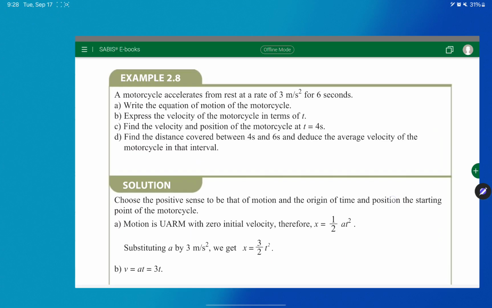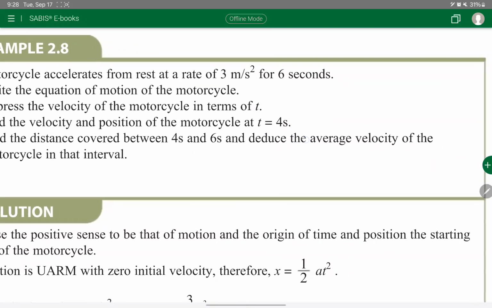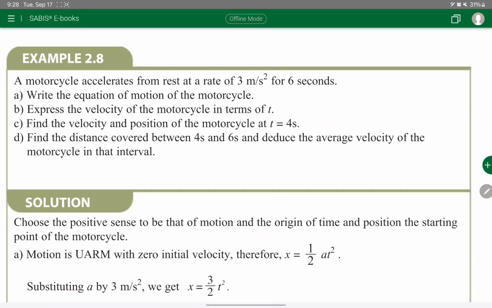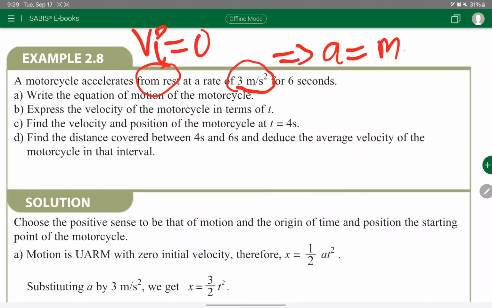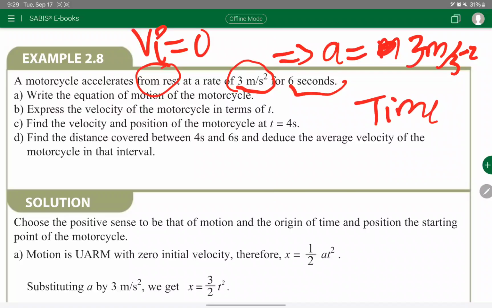So let's get back to our example over here. Please focus on it and open your copybook, open your ebook, because I'll open it on my laptop. We have a motorcycle accelerated from rest at a rate of 3 meters per second squared for 6 seconds. From the text, I have to get the given. Accelerated from rest means v initial was 0, it was not moving. What does this value mean? It doesn't say acceleration or velocity, but pay attention to the unit, meters per second squared. It means the acceleration was 3 meters per second squared. And time just represents time.